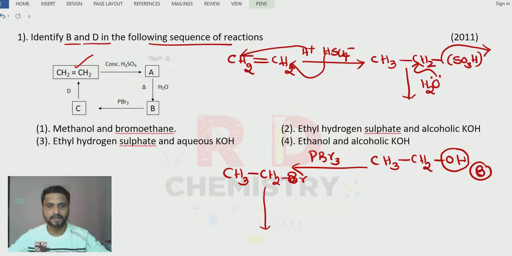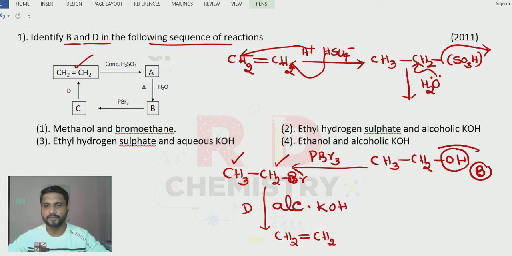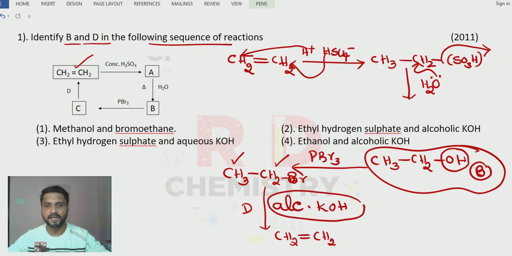Finally, they are giving D, giving the initial compound ethene, CH2 double bond CH2, correct? So you have to remove hydrogen and bromine from the neighboring carbon atoms. It is a dehydrohalogenation, so it will require alcoholic KOH, correct? So B is ethanol or ethyl alcohol, and D is the reagent alcoholic KOH. Therefore the answer is option number 4.